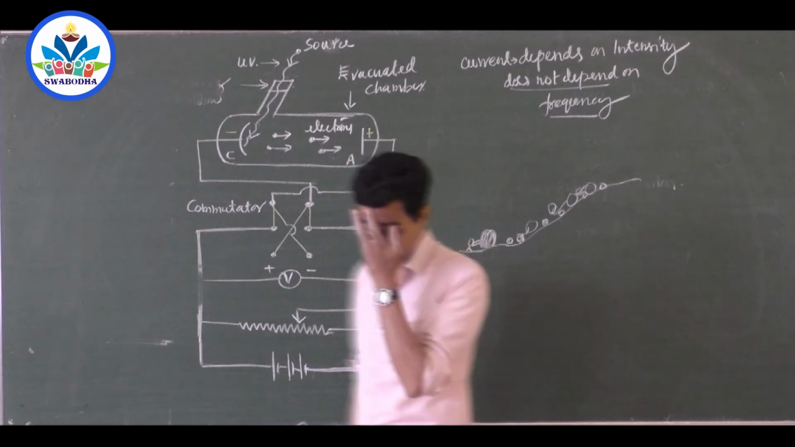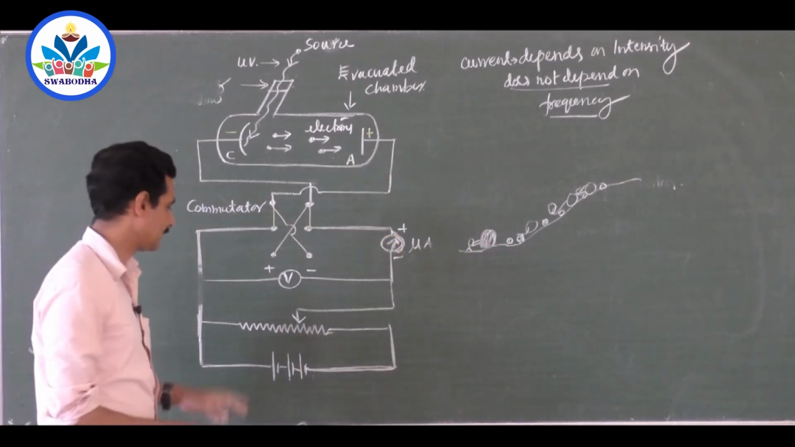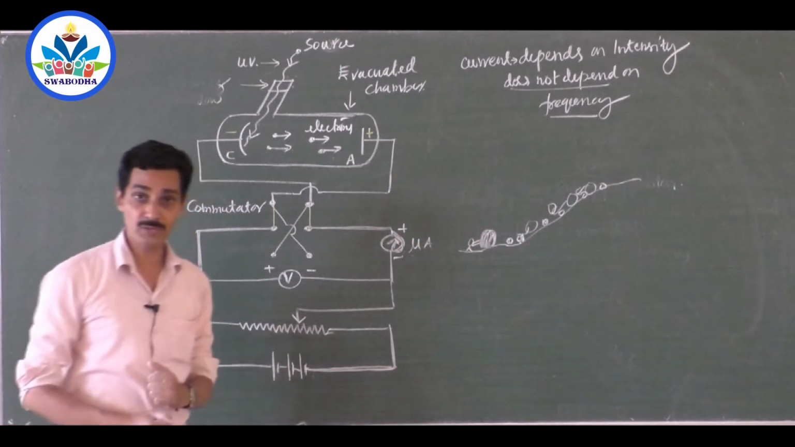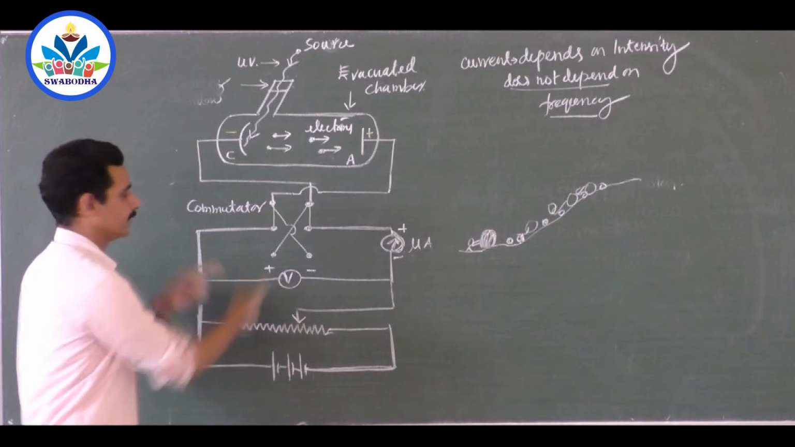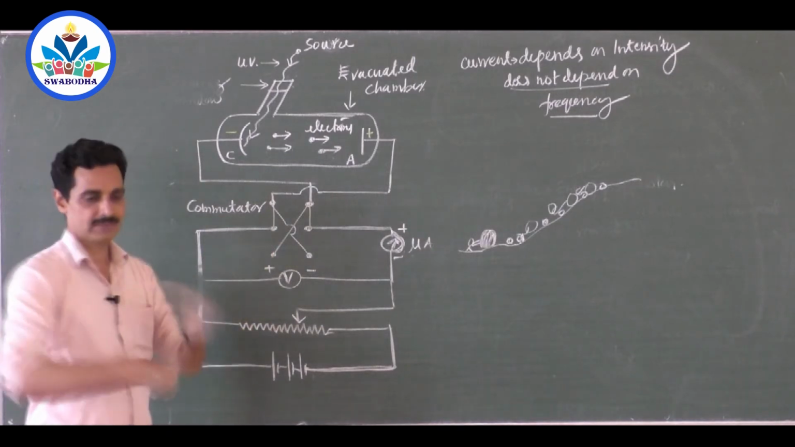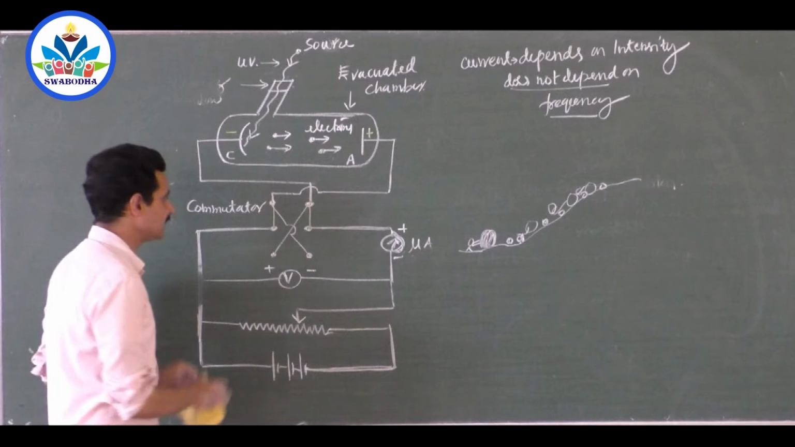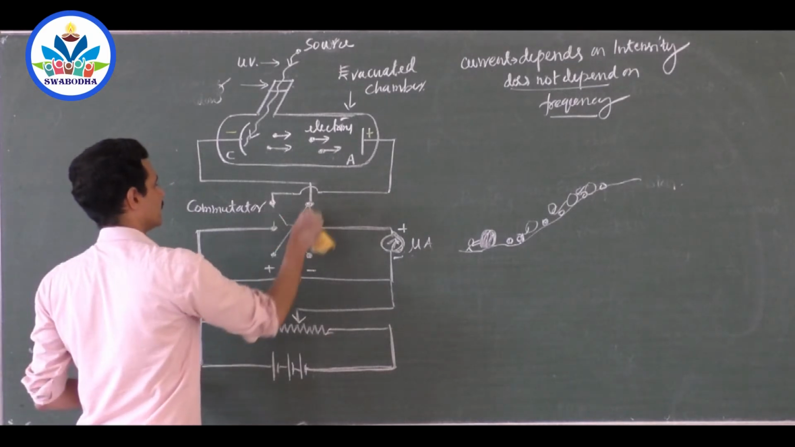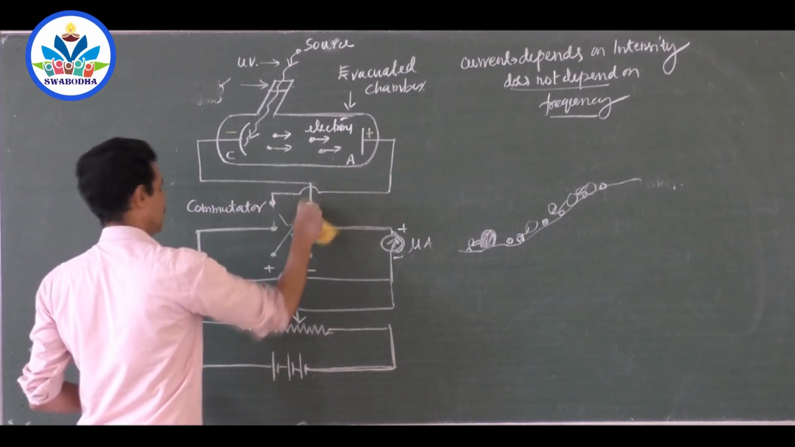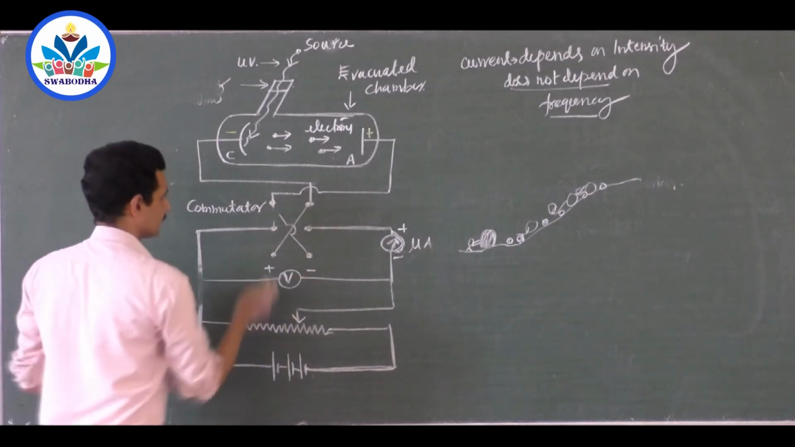So how to do this? How to stop these energetic electrons? Battery can do that. How can the battery do it? Very simple. We have the help of the commutator. You can reverse the commutator. How to reverse the commutator, sir? Simply throw the switch to the other opposite corners. That's enough. Simply throw these switches here.